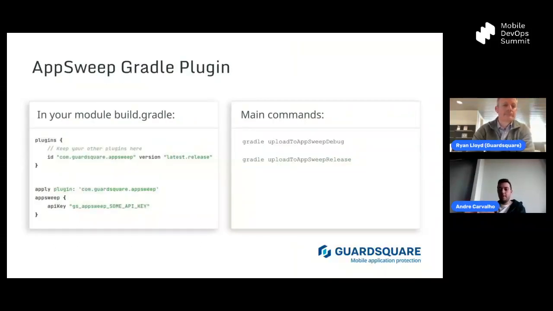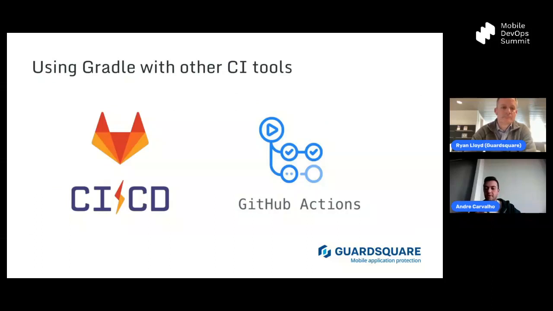If you just want to add the keys to the Gradle plugin, you can also just add the Gradle plugin. You just add the plugins and then the plugin of Appstrip on your Gradle, and then you just apply it and you specify your key, and then you can run the two commands I mentioned: upload to Appstrip debug and upload to Appstrip release. And then you can very easily also integrate it with GitHub Actions and CI/CD.